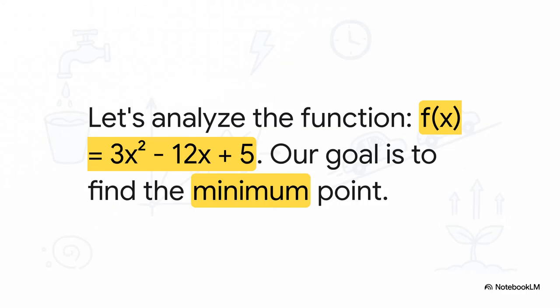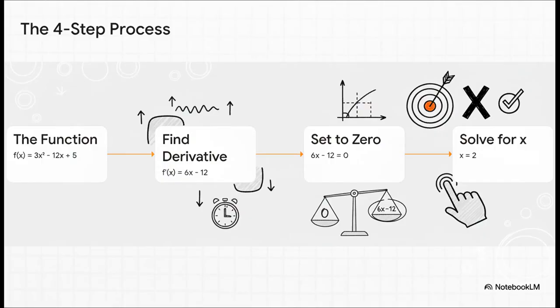Let's do a quick practice run with a pure math example just to see how the mechanics work. So we've got this function here. It describes a curve, a parabola. Our mission, should we choose to accept it, is to find the very bottom of that curve's valley. So how do we find that tipping point? Well, it's a simple step-by-step process. First, you find the derivative of the function. For this one, it's 6x minus 12.